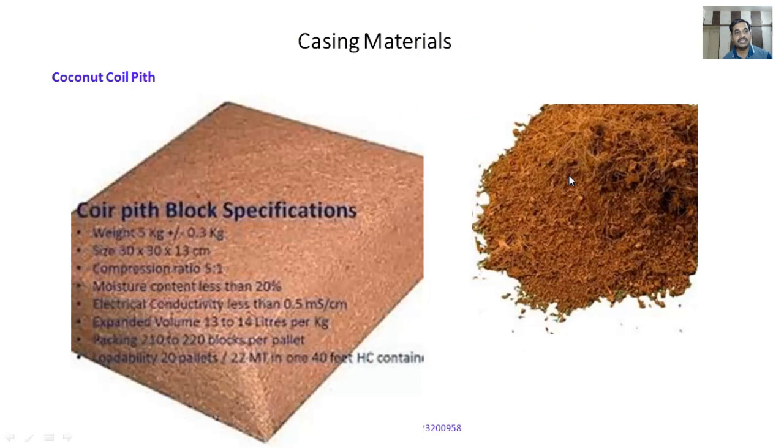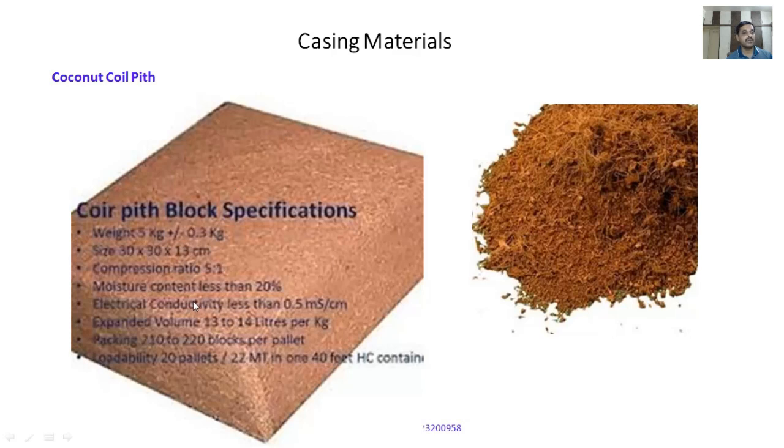So coming back to the casing material, this is the coconut coir pith. Now this coconut coir pith, just as the name says, comes from the coconut. Generally you will get a huge quantity of this from the manufacturers in South India. If you look at this picture, you will see that this is a block. This is a coir pith block of weight 5 kg. You also get this block in 10 kg.